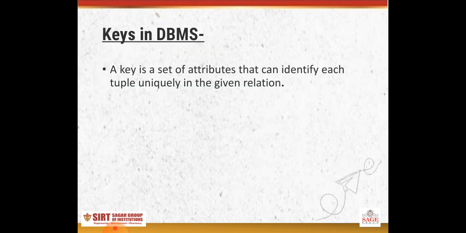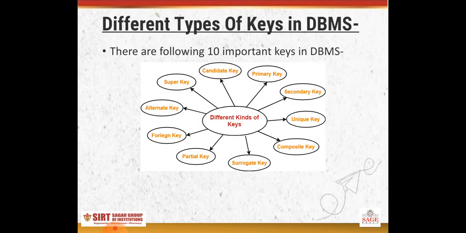Basically, a key is a set of attributes that can identify each tuple uniquely in a given relation. Or we can say that it is a single attribute, and sometimes a single attribute is not enough to identify a unique element, then it is a set of attributes that can identify each tuple uniquely in a given relation, known as a key.